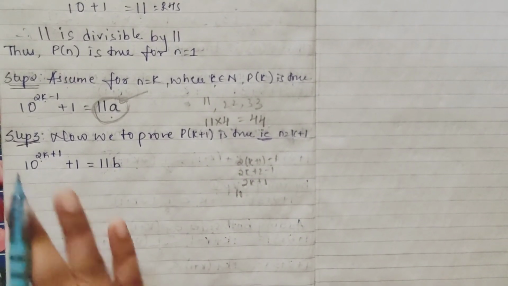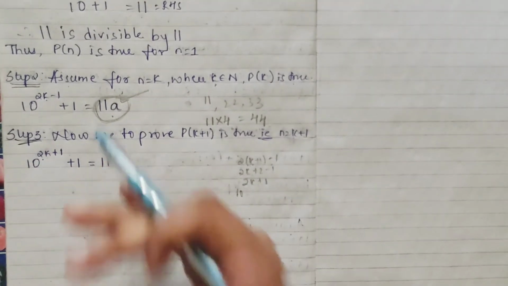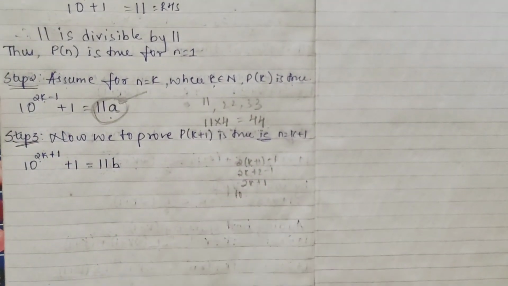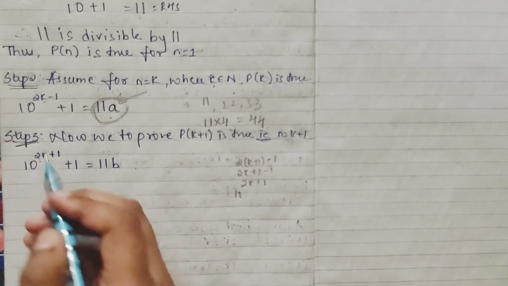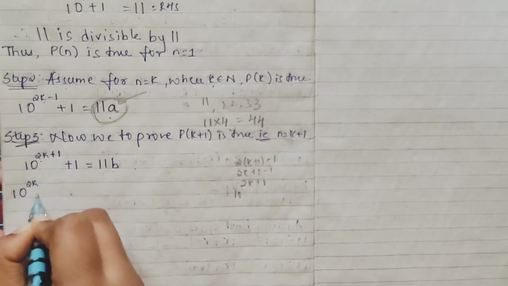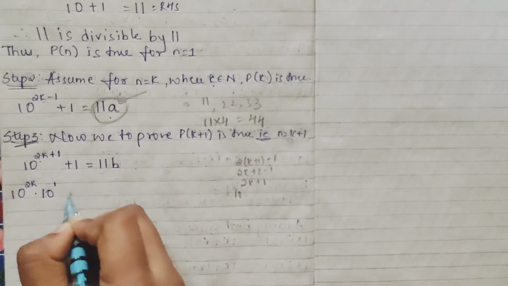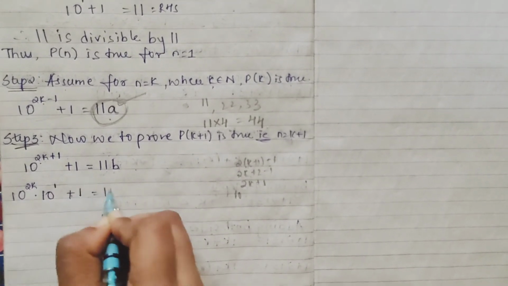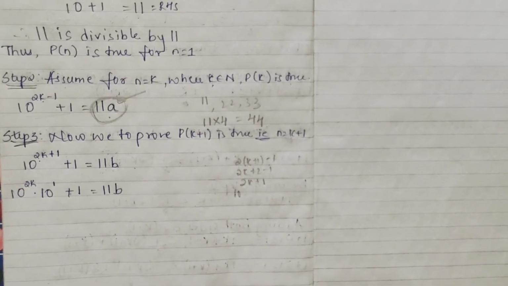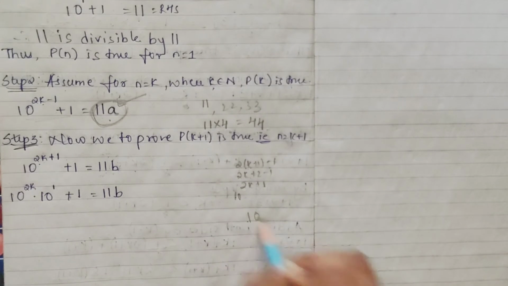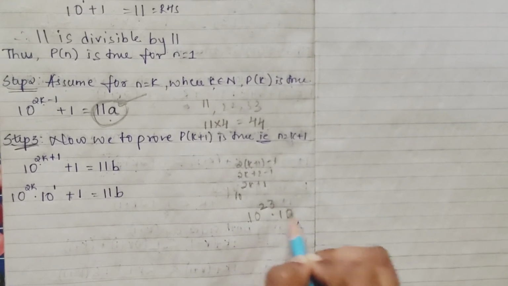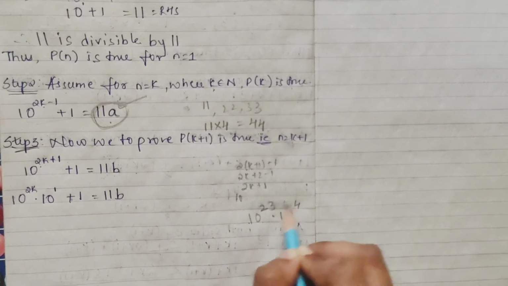Now here you see, obviously, whenever we proceed to step 3, we take help of our step 2. So to take help of step 2, first we will split this up: 10 raised to 2k into 10 raised to 1, plus 1, is equal to 11b. Keep it. See, whenever your base is the same, like 10 raised to 23 into 10 raised to 4, the base is the same, which means you add your powers.